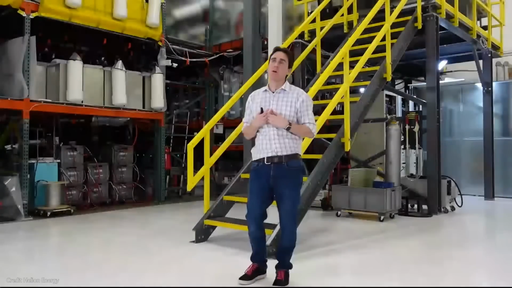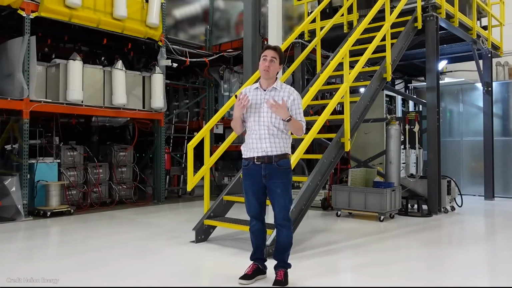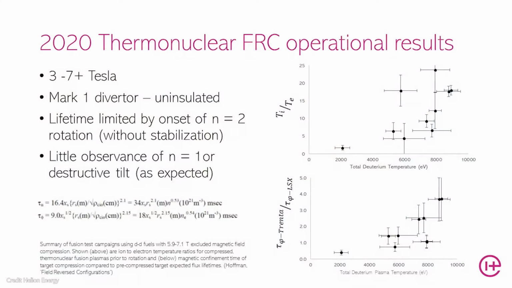We're going to touch just on the operation of this system. This is data through the end of 2020 from operating from as low as 3 Tesla compression all the way up to above 7 Tesla compression. Again, this is our Mark I diverter, so that is a cylindrical cusp geometry. All the lifetimes of these plasmas are limited by the onset of the N=2 rotation. And then, most importantly, little to zero observance of any destructive tilt.